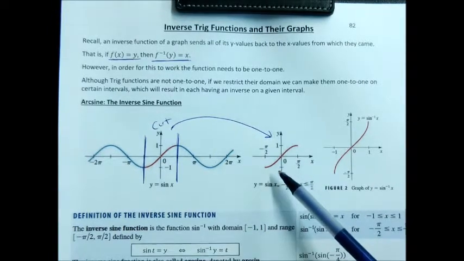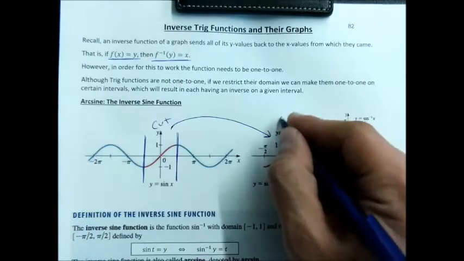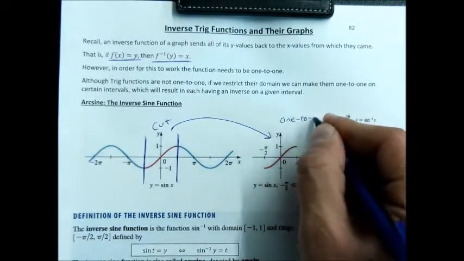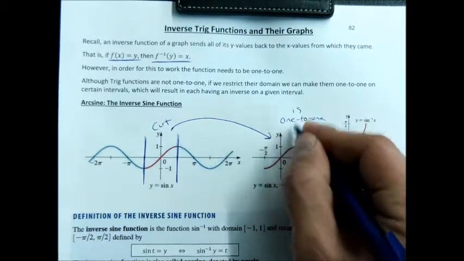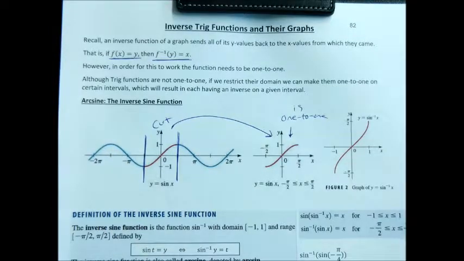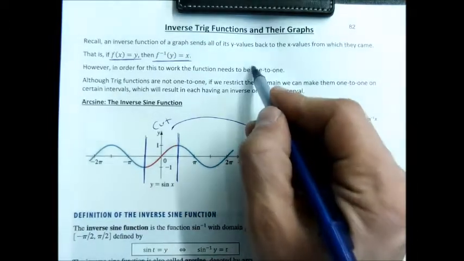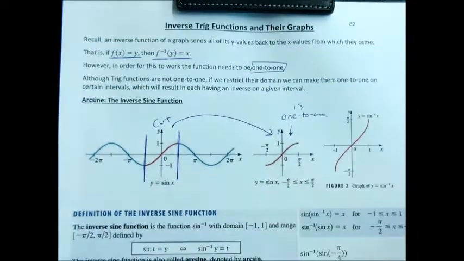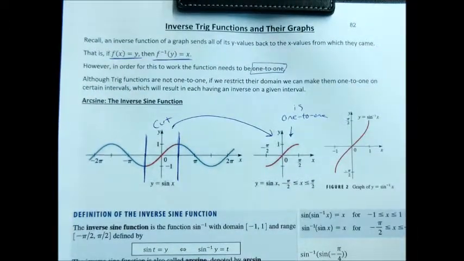And now we have an inverse of this piece, right? This graph now is one-to-one, and so we have an inverse of that thing. That's how we can even talk about an inverse sine, by cutting off most of it and focusing in on just a one-to-one piece, right? We need to have a one-to-one piece. Does that make sense? Any questions about that?